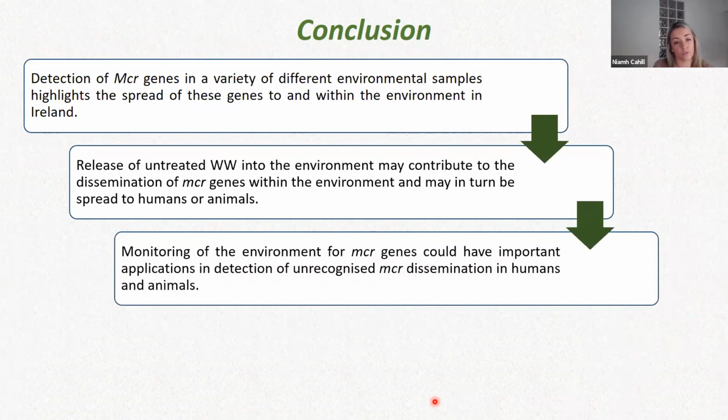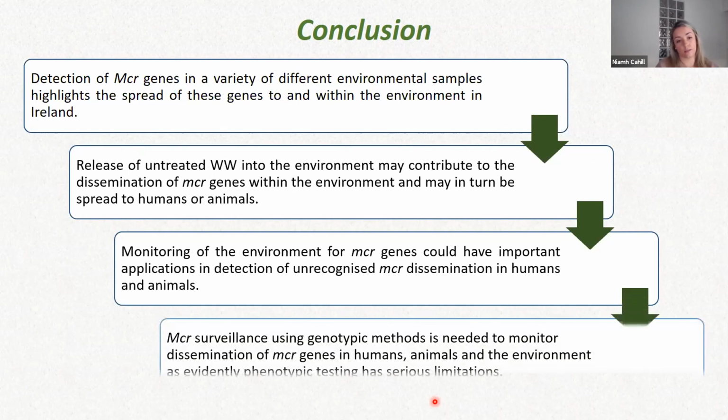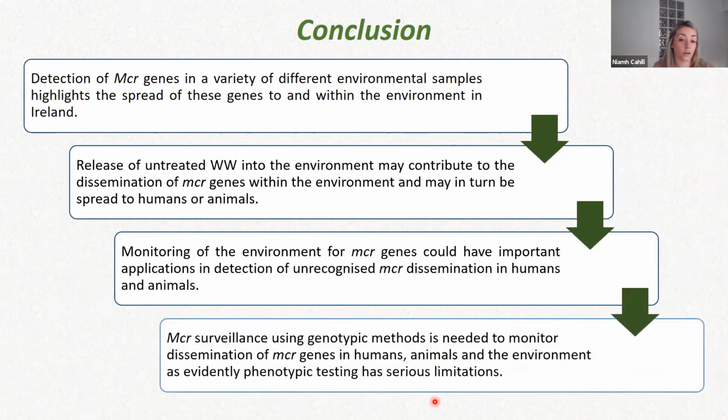We believe that monitoring the environment for MCR genes could also have important applications in detecting unrecognized dissemination in humans and in animals. We believe as well that genotypic methods are required in order to monitor dissemination of MCR genes in humans, animals, and the environment, because it's clear from our results that the phenotypic testing does have its limitations, and that MCR genes may be circulating silently and remain undetected unless they are induced by colistin.